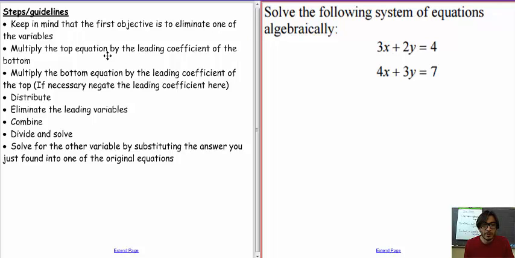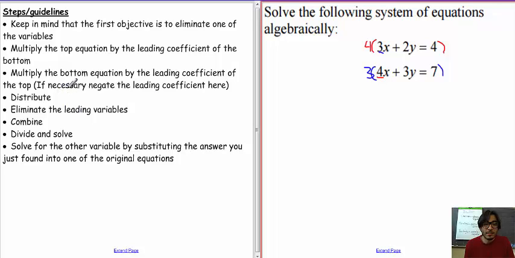So then the second step says, multiply the top equation by the leading coefficient of the bottom. So the leading coefficient of the bottom equation is 4, so I'm going to multiply the top equation by 4. Then it says multiply the bottom equation by the leading coefficient of the top. So the leading coefficient of the top equation is 3, so I'm going to multiply the bottom equation by 3.